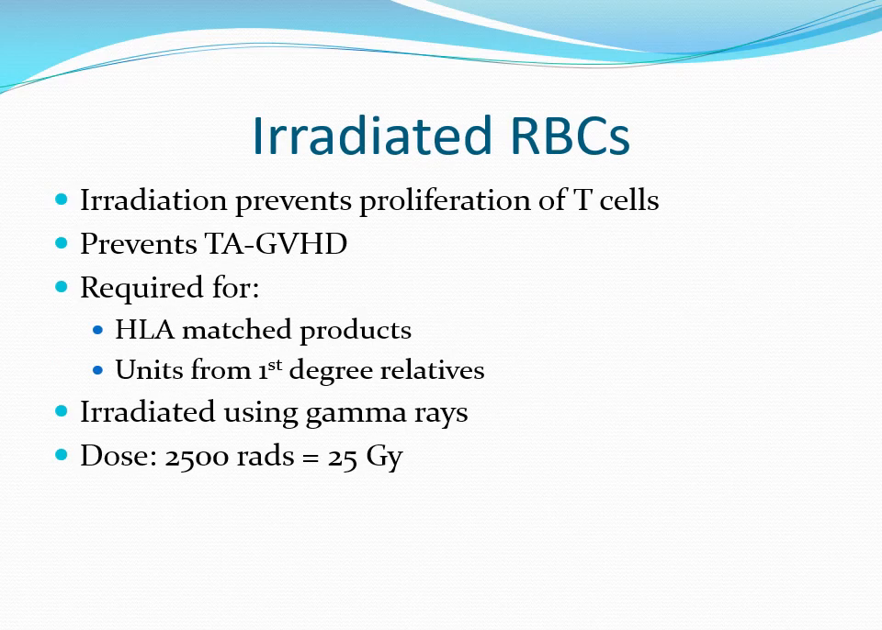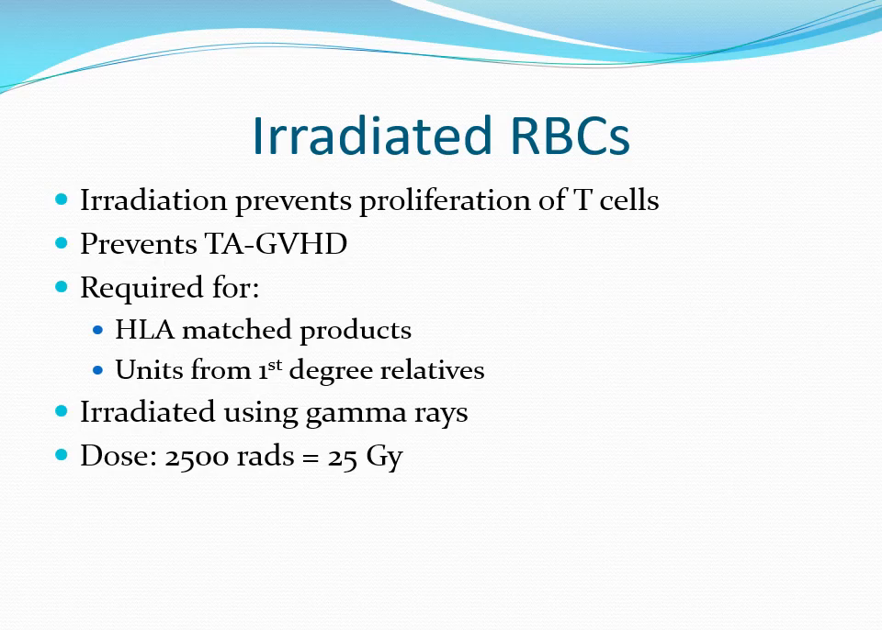We can also irradiate RBCs. The irradiated RBCs are going to prevent proliferation of T cells, which we talked about before, which helps prevent transfusion-associated graft versus host disease. This is going to be required for HLA matched products and units from first-degree relatives. They'll also use it with people who are immunocompromised, such as cancer patients. Sometimes they'll ask for irradiated RBCs.